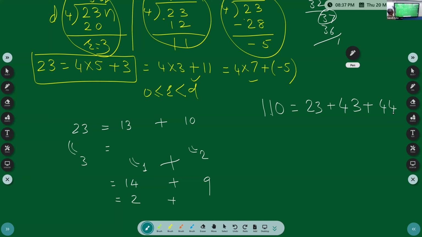Suppose I wanted to distribute 110 notebooks, but first I got 23. So I am left with remainder 3. Then I have got 43. I am left with remainder 3. And then I have got 44. I am left with remainder 0. Correct? So 3 plus 3, total 6. But 110 will leave how much remainder? 2. Which is not true.